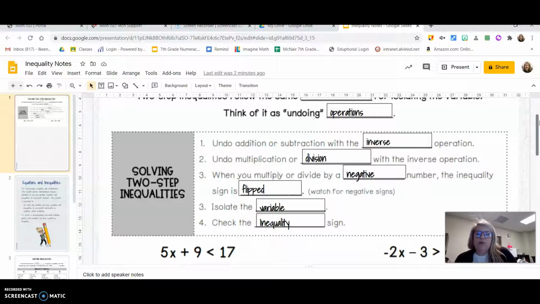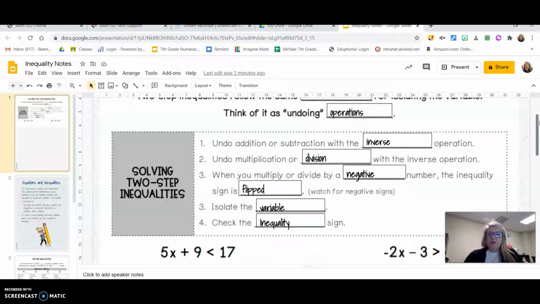When you multiply or divide by a negative number, the inequality sign is flipped. You have to watch for negative signs, because when you divide or multiply by a negative, you will change the direction of the inequality sign. Isolate the variable and then check the inequality sign again.